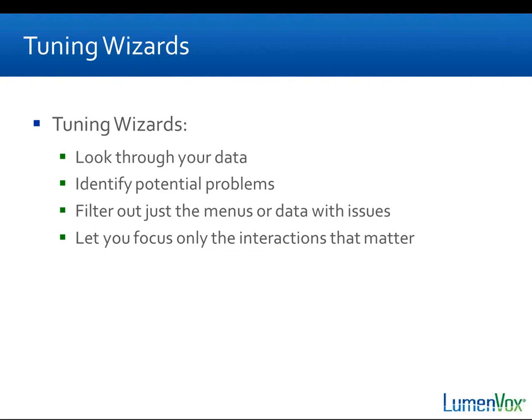You can basically just pull it up and say, here's the menu I want to focus on, or I want to focus on everything. Here are the problems I'm potentially concerned about. Maybe I think there's too many no-input events, or maybe I'm concerned that the confidence threshold isn't right, or accuracy isn't high enough, whatever. Can you tell me, is that a problem, first of all? And if it is, show me the data that's a potential problem. That's what the wizards do.